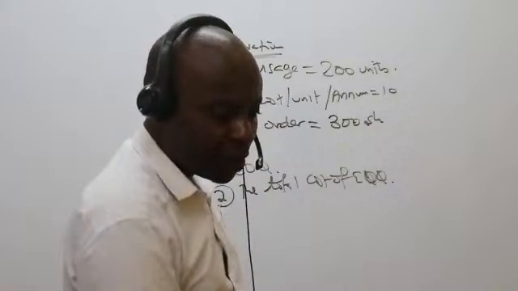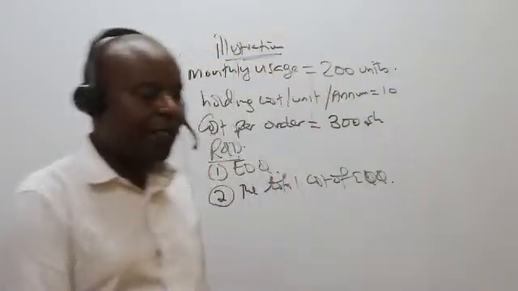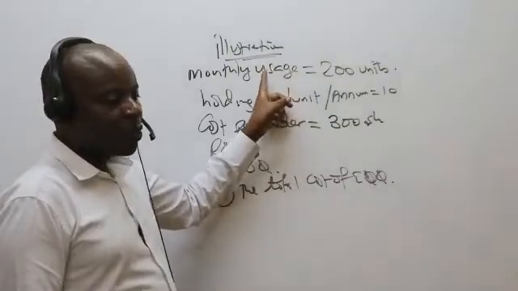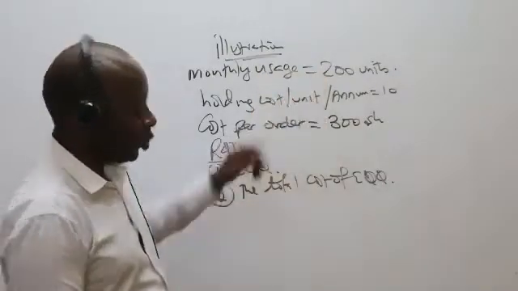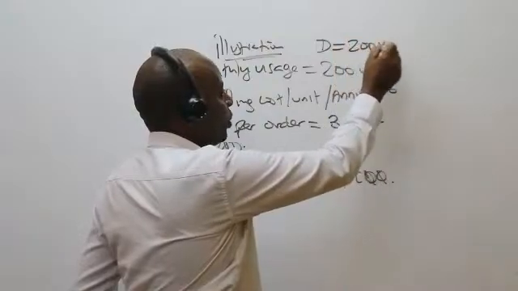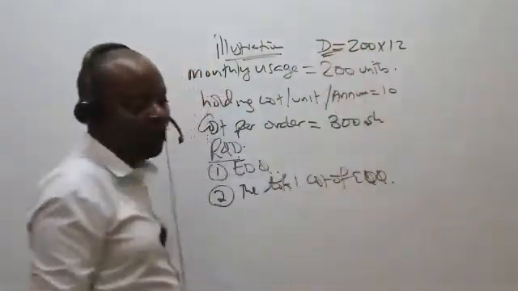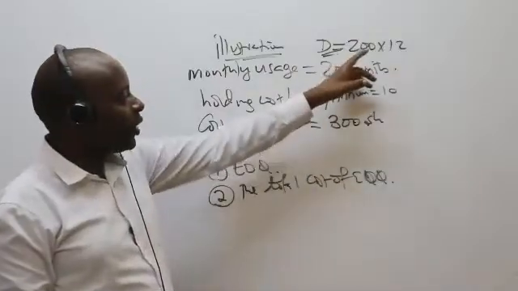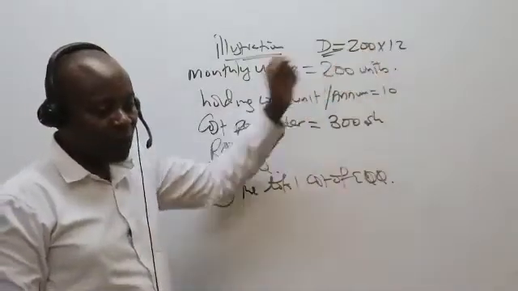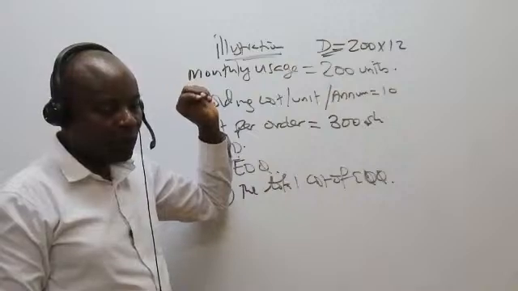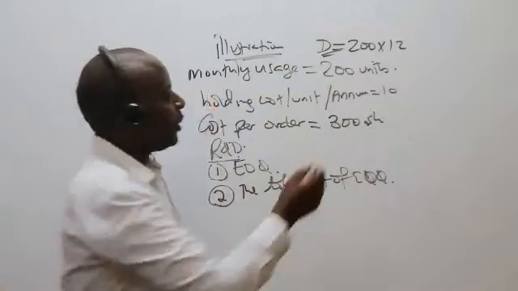Given you monthly usage, monthly requirement, I need to get D out of this. To get D, my D will be 200 times 12 because D is annual demand. So could you kindly give me the final answer here? 200 times 12 gives me what figure? 2400. Thank you very much.